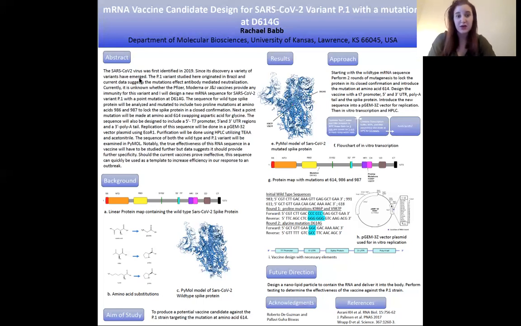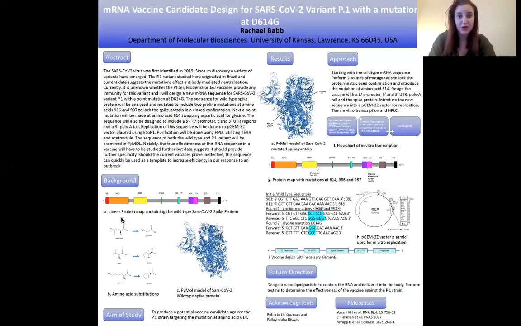Currently, we don't know if the Pfizer, Moderna, or J&J vaccines provide any immunity for this variant, and so I designed a new mRNA sequence for variant P1 with mutation at 614 of the spike protein in case the vaccines do prove ineffective. This sequence could then be used as a template to increase efficiency in our response to an outbreak if it does prove ineffective.